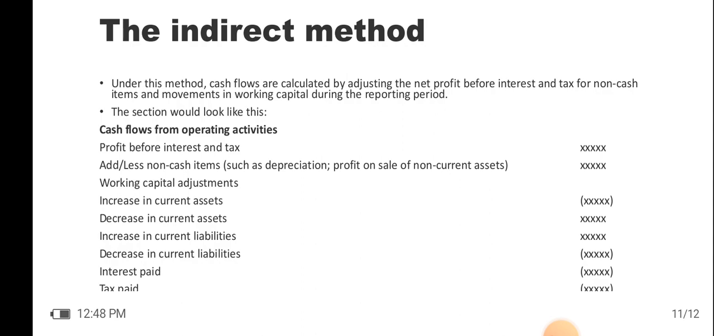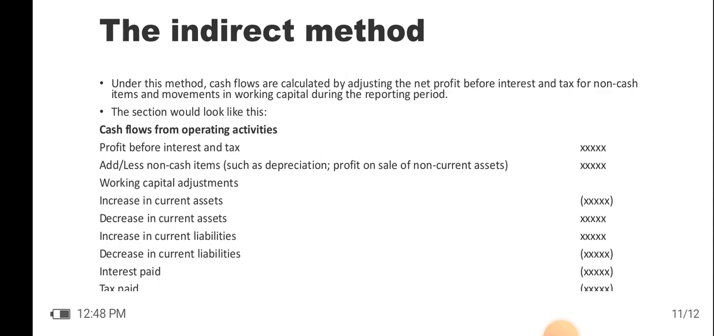Ladies and gentlemen, I want you to realize something. Here I have put the profit before interest and tax. But in the exam, you might be given profit before tax only. Then you need to also include on your adjustments the interest expense. If the examiner gives you the profit before tax only, not the profit before interest and tax, then you need to also adjust for the interest expense or the finance cost.